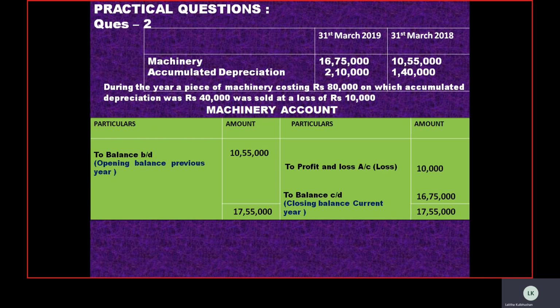And we need to find out the value of the profit or loss. The loss is 10,000. It's given to us in the question directly, that's the reason it's been written here. And accumulated depreciation is also given in the question directly, so let's write down 40,000 here.